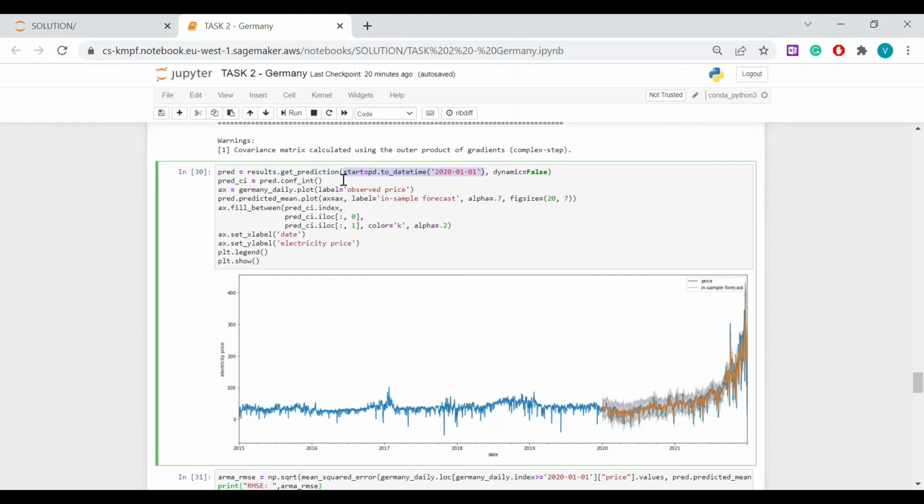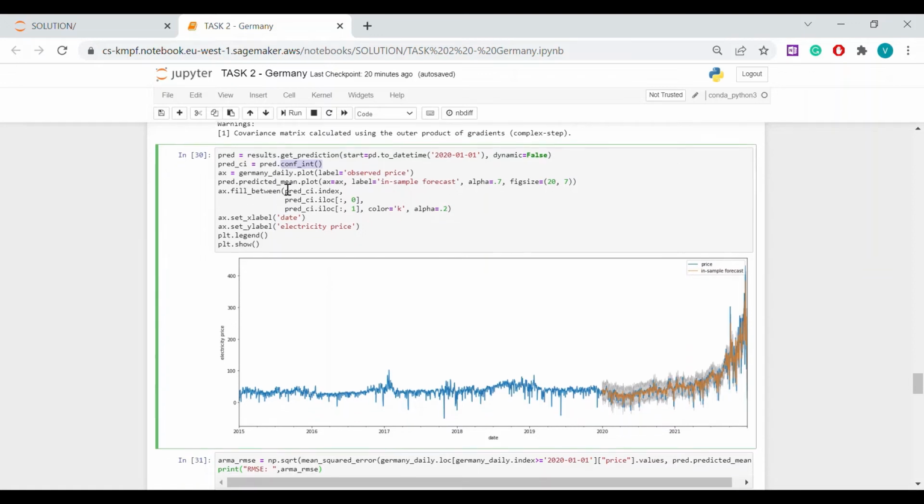We can plot the confidence interval also. And finally, on the plot we have in blue the observed, the real values from the market, and in orange we have the values of the in-sample forecast.